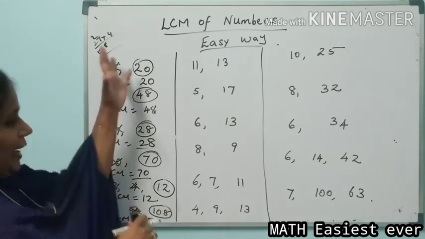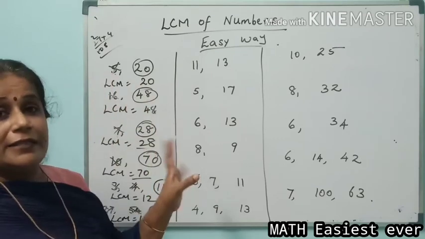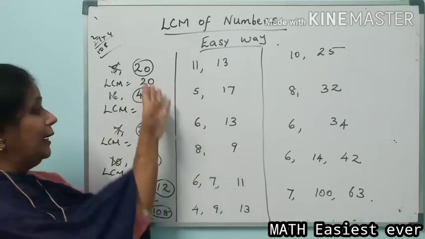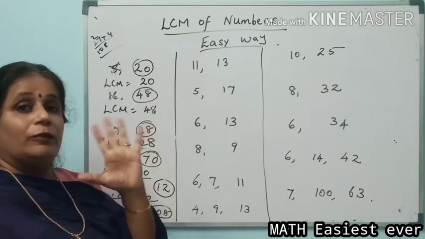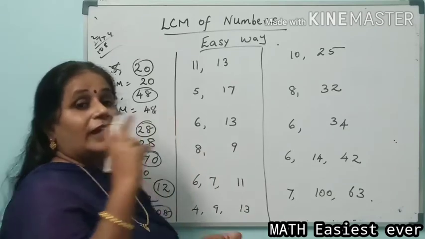So this type, when one divides the other completely, the bigger number is the LCM. When the smaller number divides the bigger number completely, the bigger number is the LCM. Just by looking at a glance, we can easily find out the LCM. Next, we will go for another type.